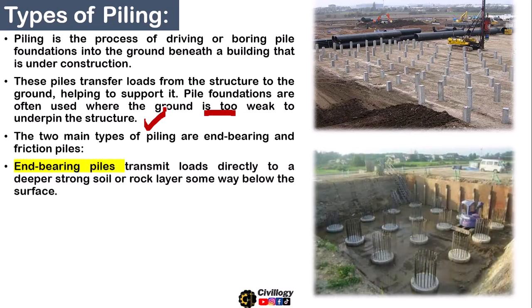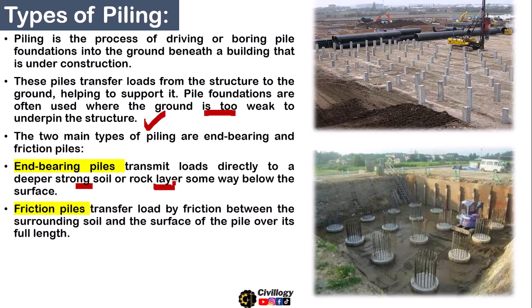The first one is end-bearing piles. End-bearing piles transmit loads directly to the deeper, strong soil or rock layer somewhere below the surface. It means that you already know that there is some harder surface below the place where you are drilling, okay, or it could be soft soil. When you have to drive into the ground to reach the rock surface or hard surface, such a type of piling is called end-bearing piles.